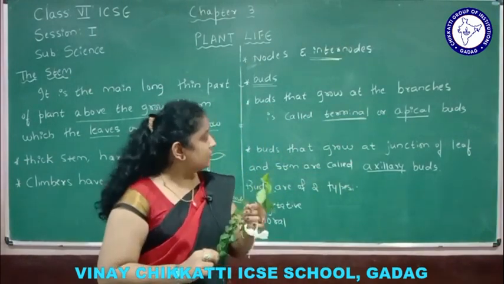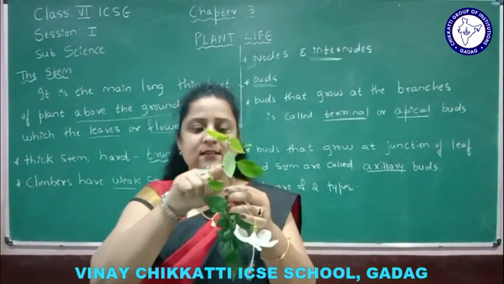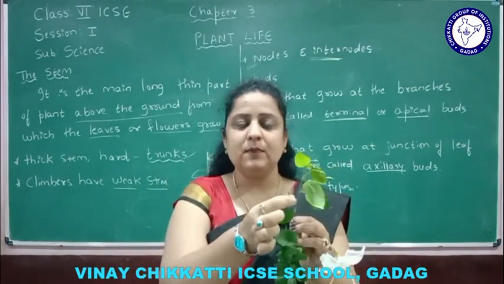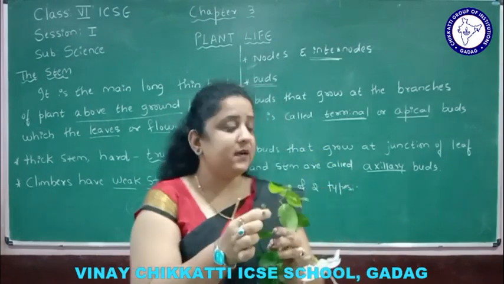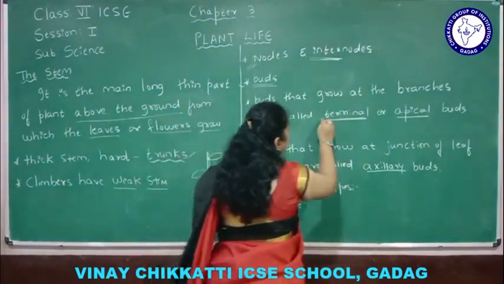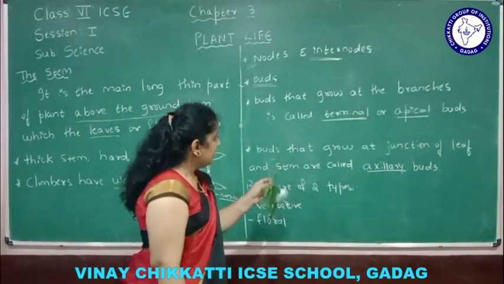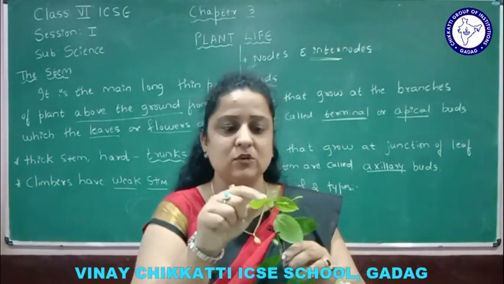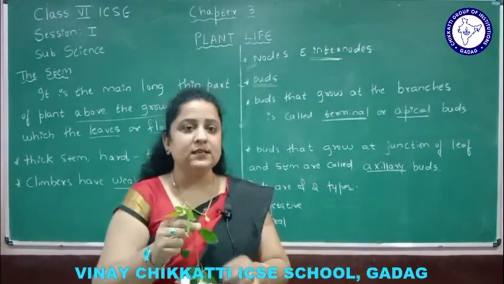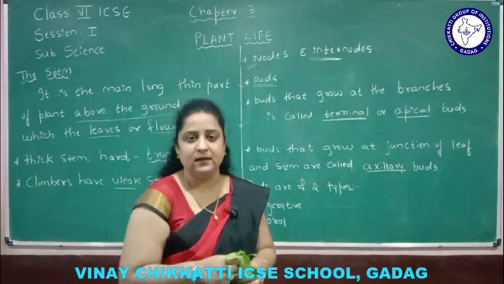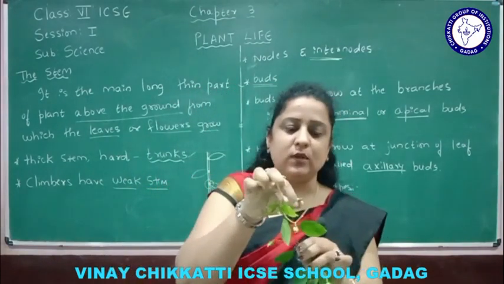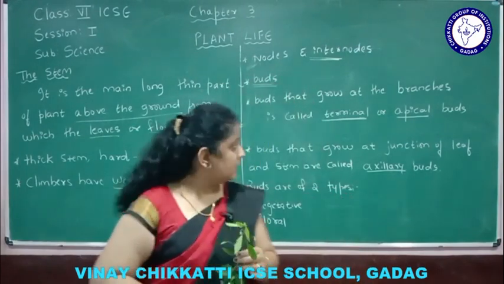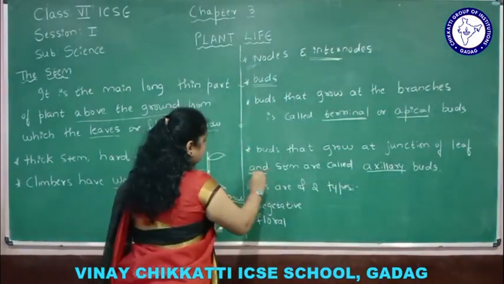The buds which are growing at the branches, now you can see here, this is the stem and these are the branches. Now for example, this bud is growing at the branch, then this bud is called terminal or apical bud. Buds that grow at the junction of leaf and stem: the bud which is growing at the junction of the leaf and the stem is called an axillary bud. As you can see here, the bud which is growing between the leaf and the stem, the junction of leaf and stem, is called an axillary bud.